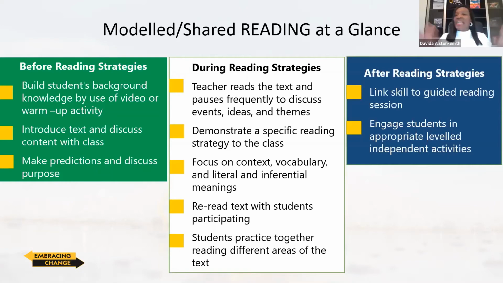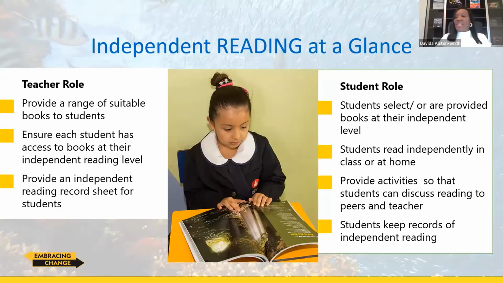And then independent is exactly what it is. You can see here those teacher roles during independent reading and those student roles, okay? Again, your role is to make sure students have access to books that they can read at their level, still working on the grade level standard or standards that you need, and that students are doing some activities, giving them a purpose for their reading. So whenever you set students off for independent reading time, make sure there's a purpose for their reading.